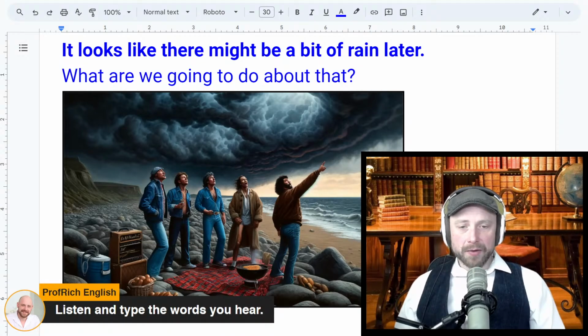So type the words you hear, or if you're watching the video later, then take a piece of paper and a pen and quickly write down the words that you hear.